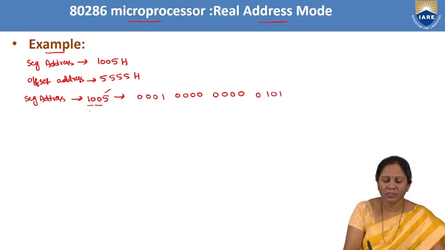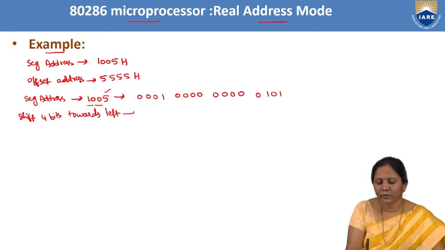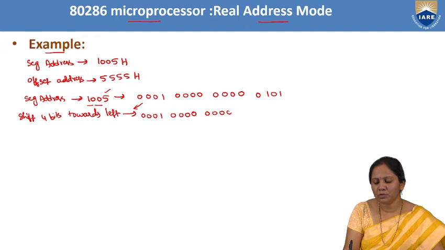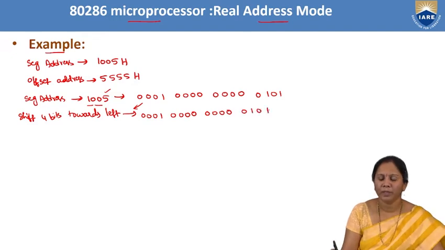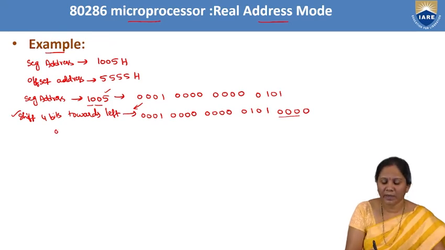First we have to shift this value 4 bits towards the left. If we shift 0001, 0000, 0000, 0101 left, the last 4 bits will be vacant, so the last 4 bits will be filled with zeros, that is 0000. Now, consider this as the segment address. To this segment address, we have to add the offset address.